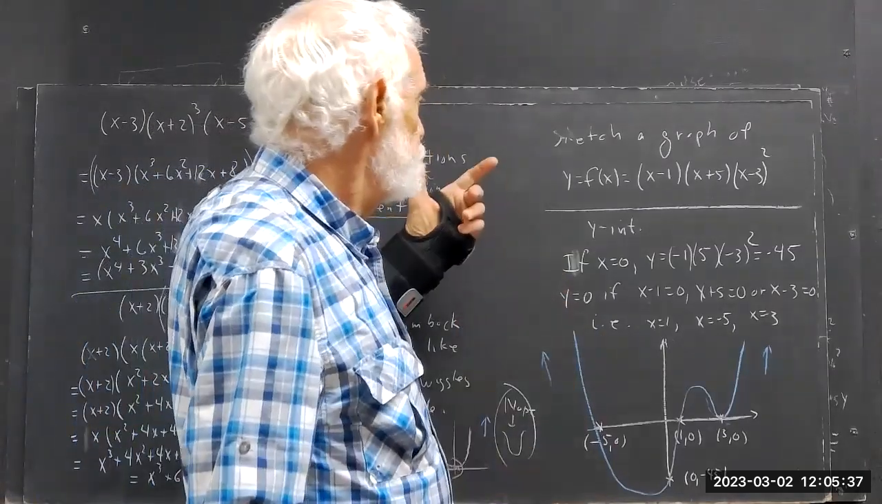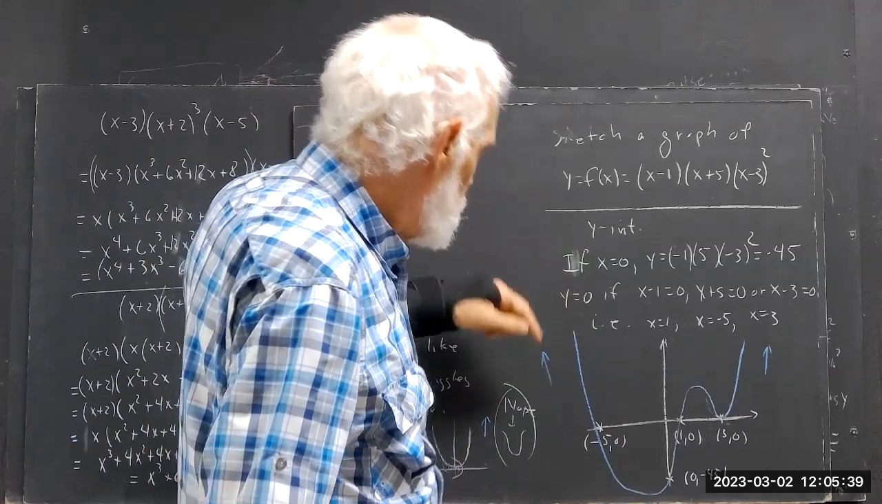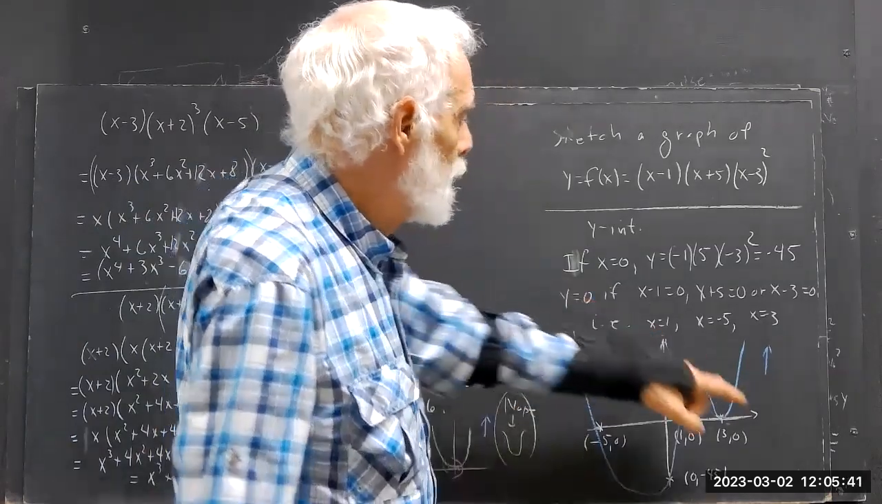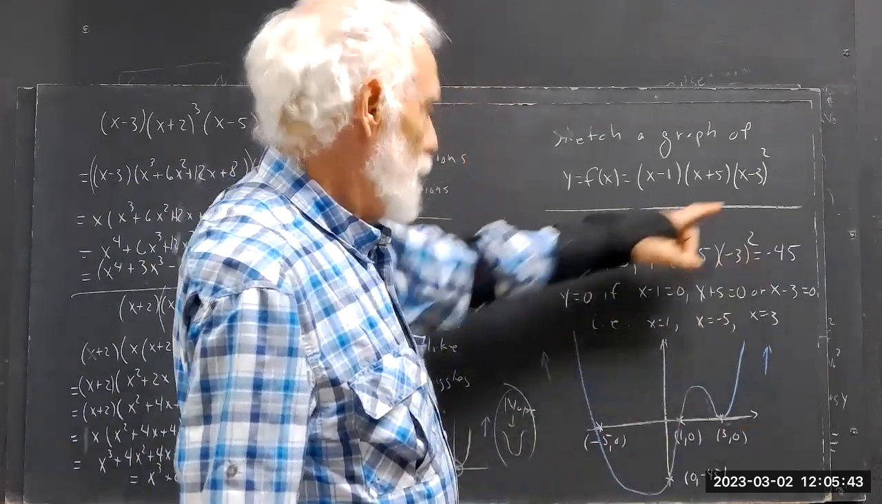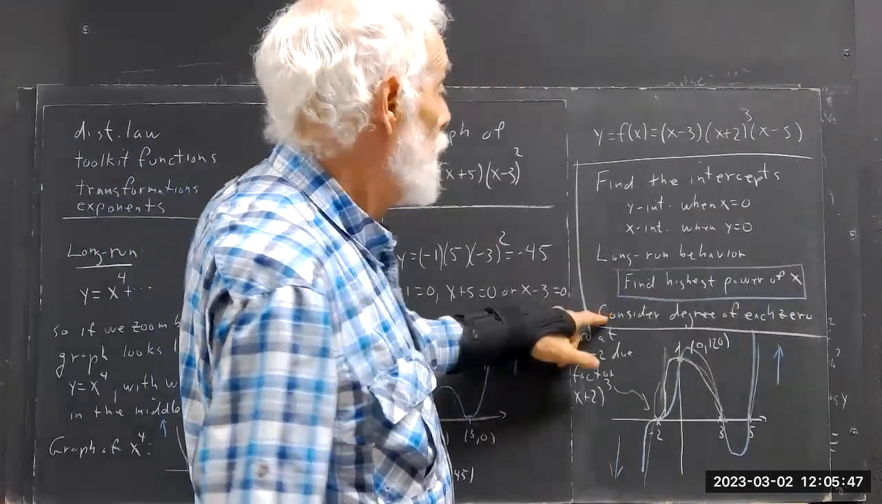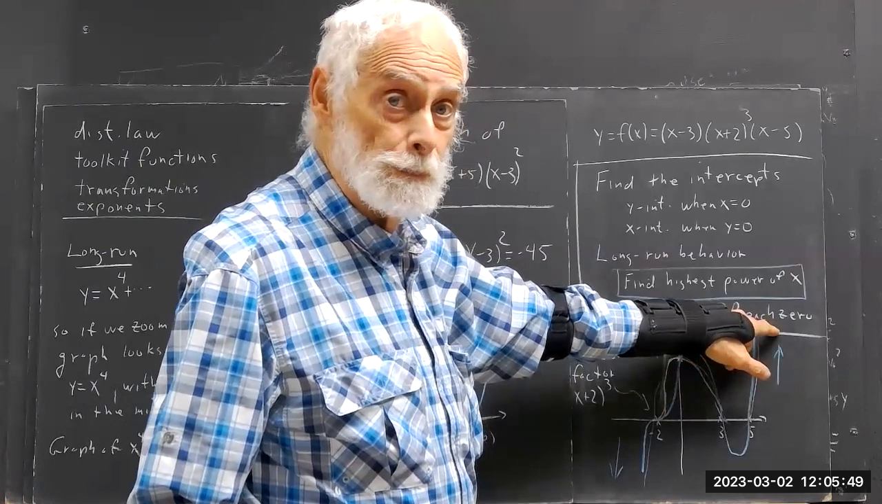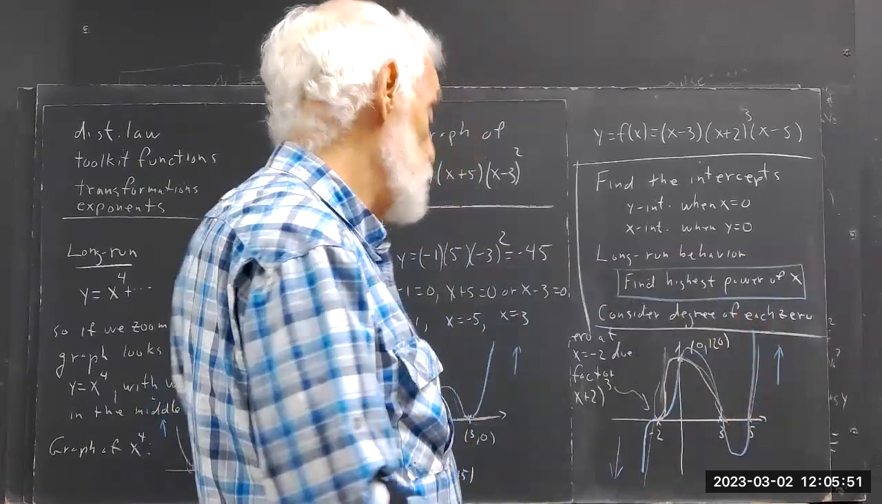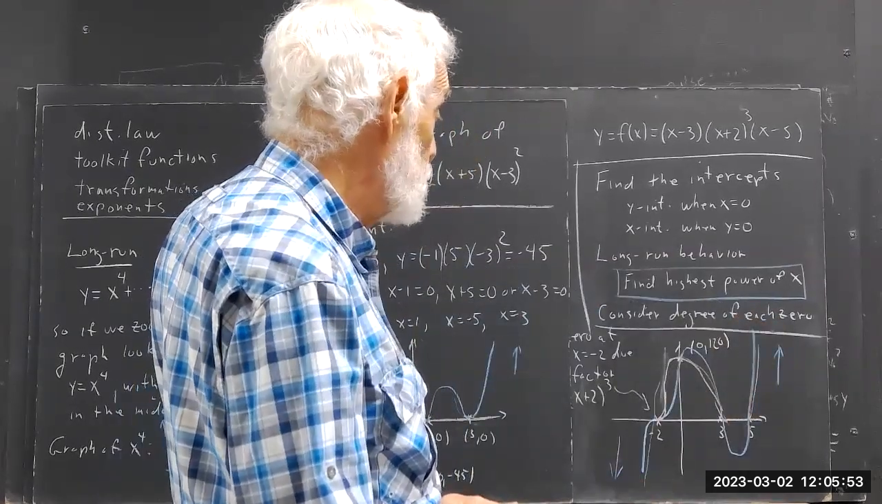So we know that the graph has to go up here and up here. And then we know the multiplicity, because the third thing I list here is consider the degree of each zero. Okay, the multiplicity would have been a better word.